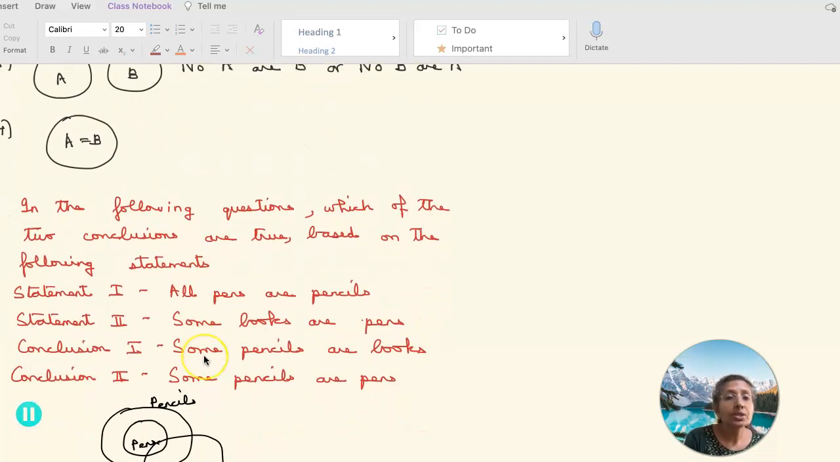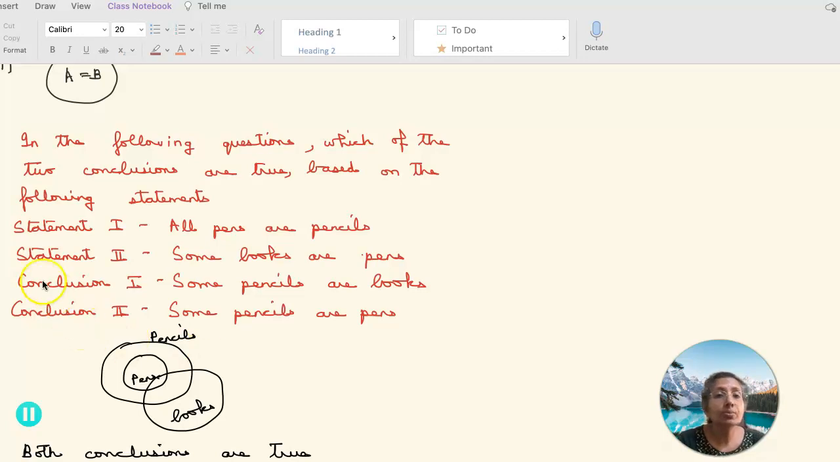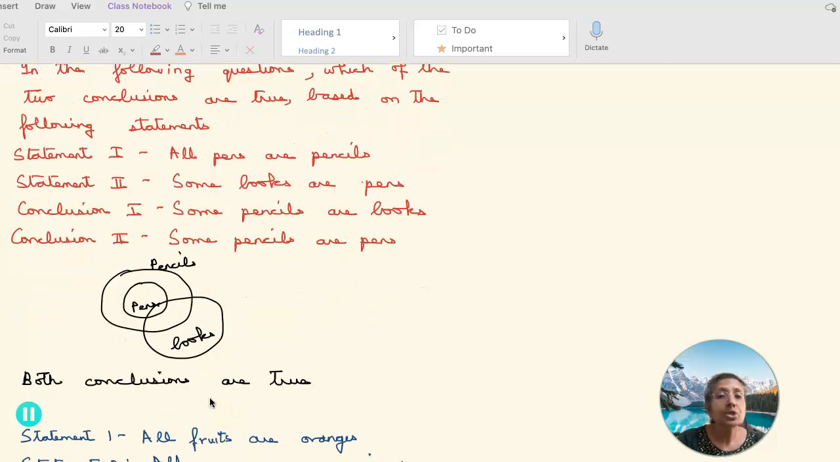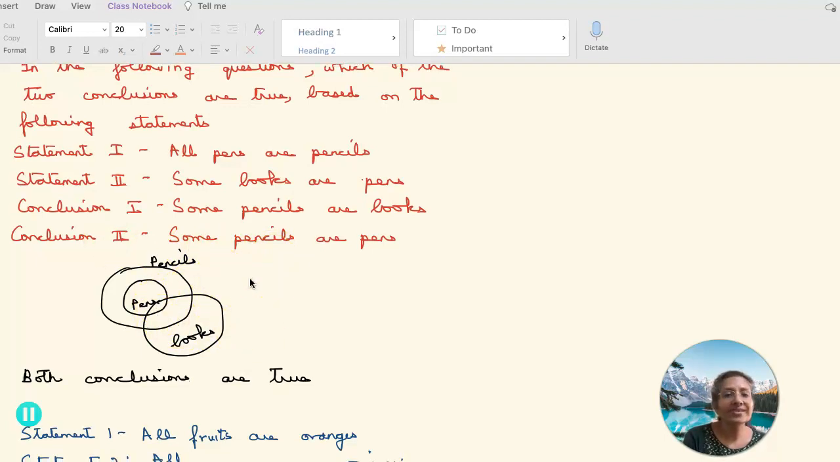So in the following questions, which of the two conclusions are true based on the following statements? Statement 1 is all pens are pencils. Statement 2 is some books are pens. So we have all pens are pencils, so pens are inside pencils. Some books are pens, so we overlap the books with the pens. Conclusion 1 is some pencils are books, which is true. Some pencils are pens, which is also true. So both conclusions are true.